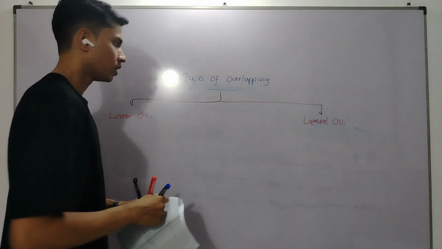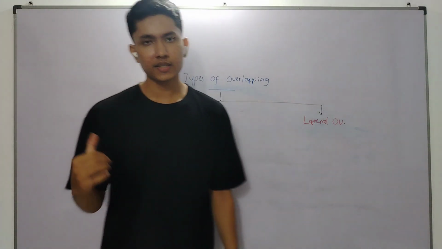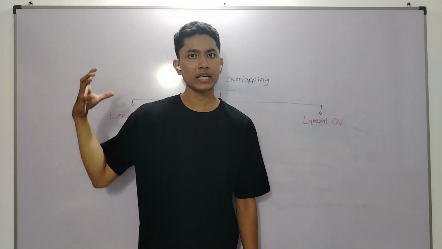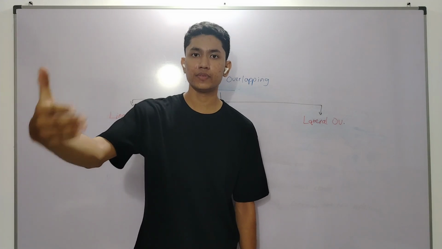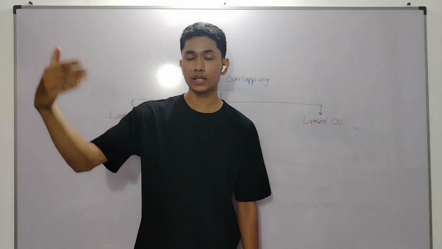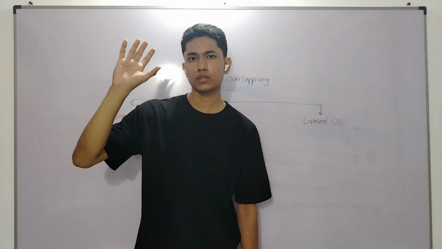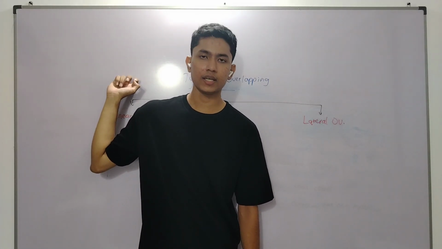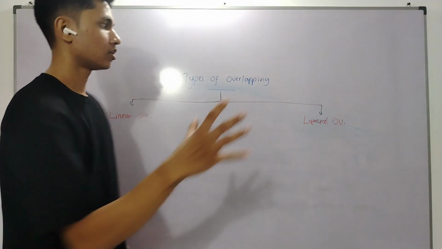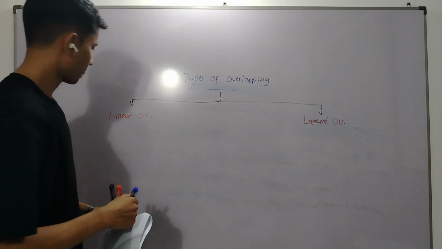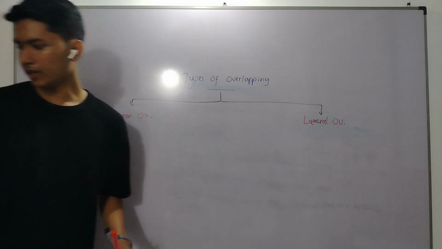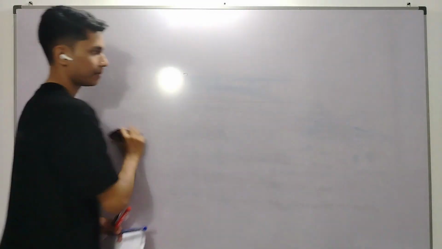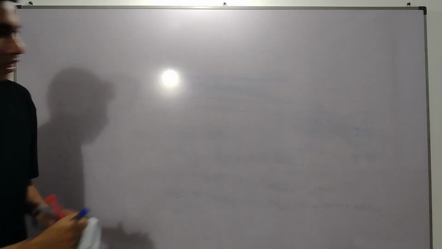Now this topic you should have a clear idea. If you don't have a clear idea on this topic, you cannot move further. The things that you will learn in future, you will not understand if you don't have a clear idea here. So please pay attention to this topic. Types of overlapping. Linear overlapping. I'll erase this for now because I want to discuss linear overlapping first.